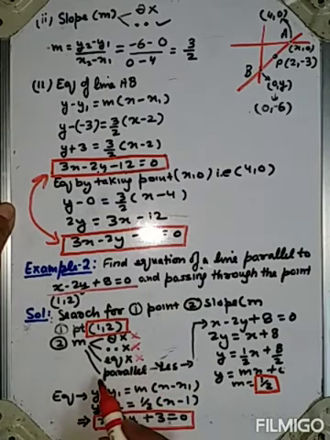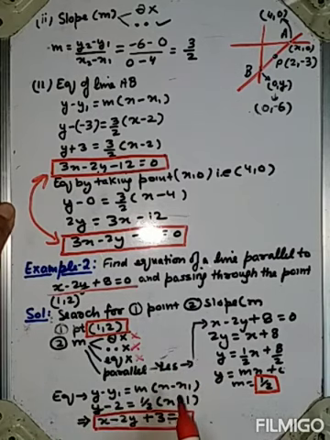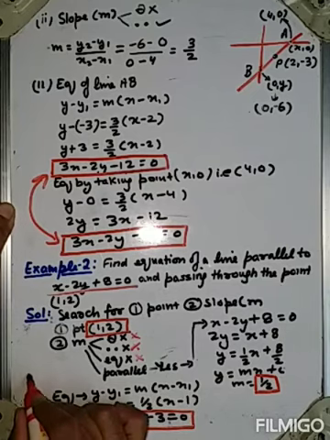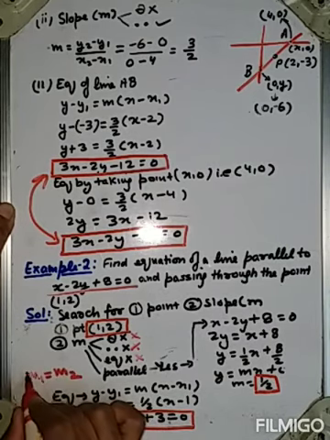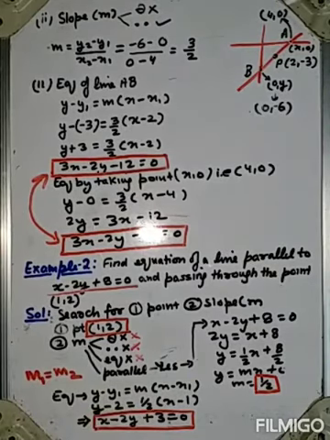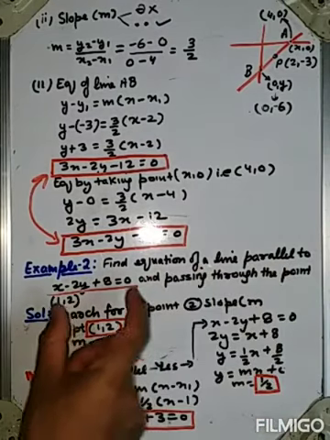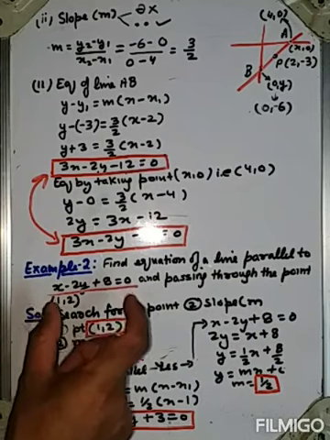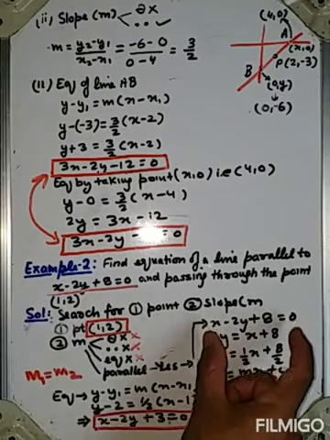So when a line is parallel to another line, then what we have to do? We know that in that case m1 is equal to m2, slope 1 is equal to slope 2. Means the slope of the line whose equation we have to find will be equal to the slope of this line. So we have to find the slope of this line first. So how to find the slope of this line?